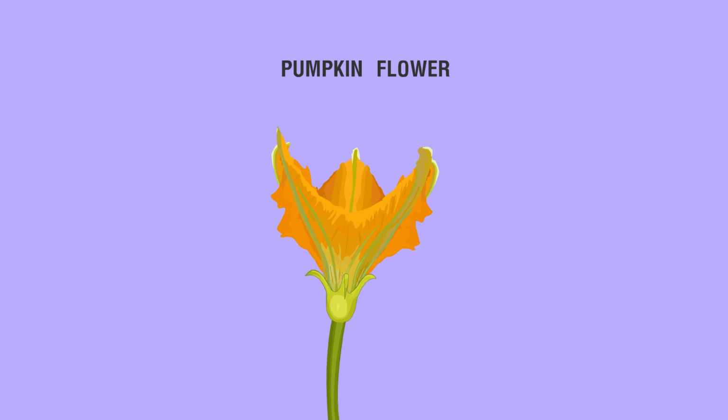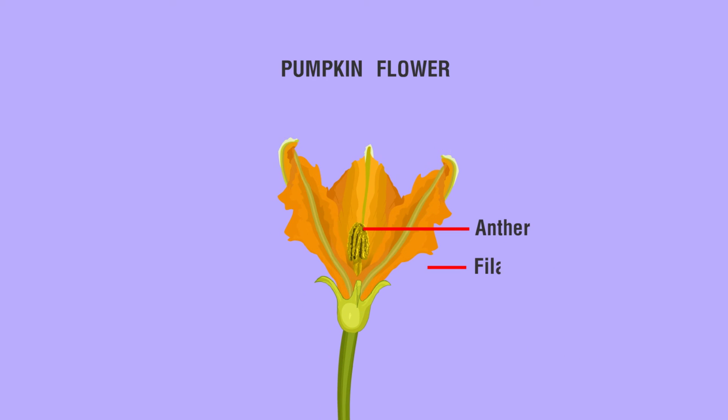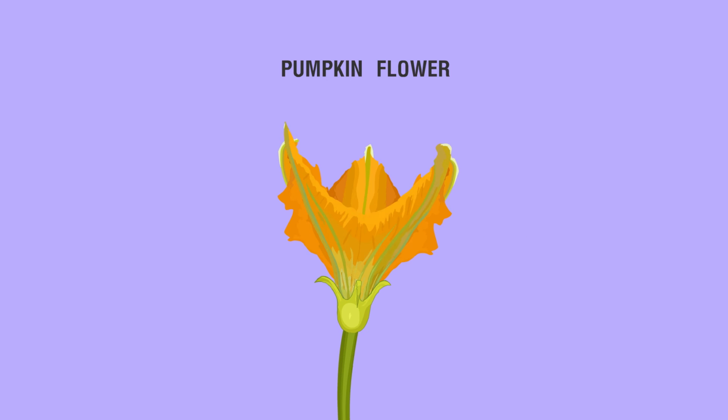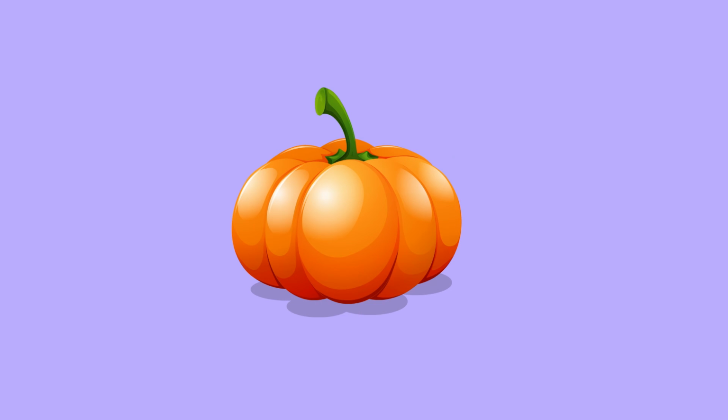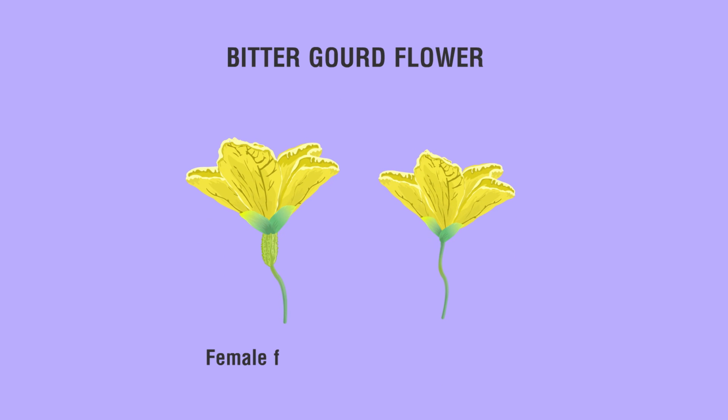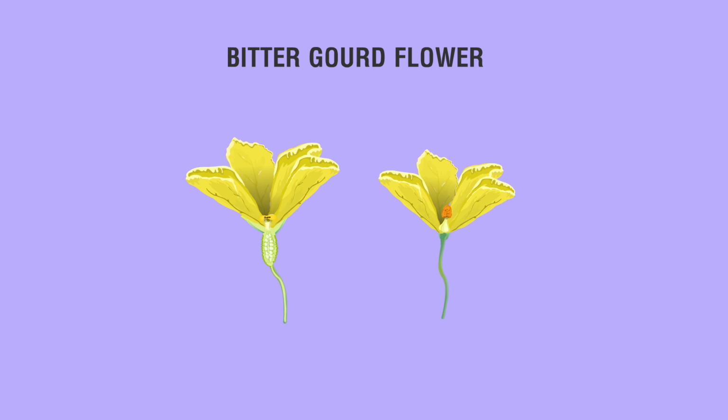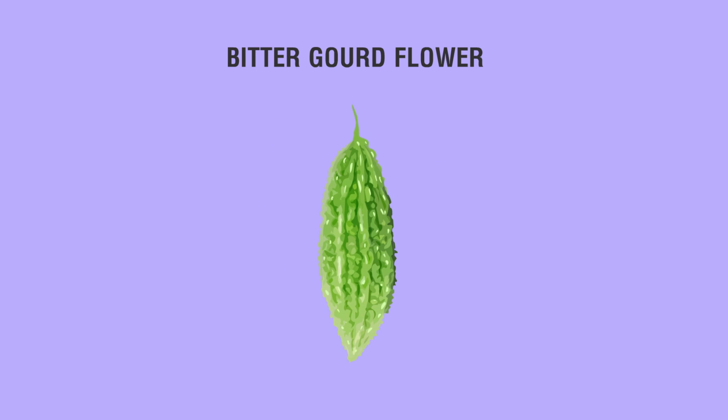The male flower contains the male reproductive part, anther and filament. The female flower contains the female reproductive part: stigma, style, ovary. After fertilization, the ovary develops to become fruit. Bitter gourd flower. The male flower contains anther and filament. Female flowers contain stigma, style, and ovary. Both the male and female flowers consist of 5 petals and 5 sepals. Later, ovaries develop to fruit.